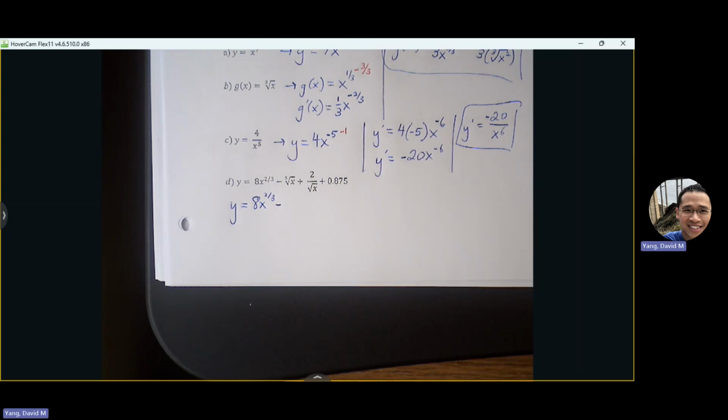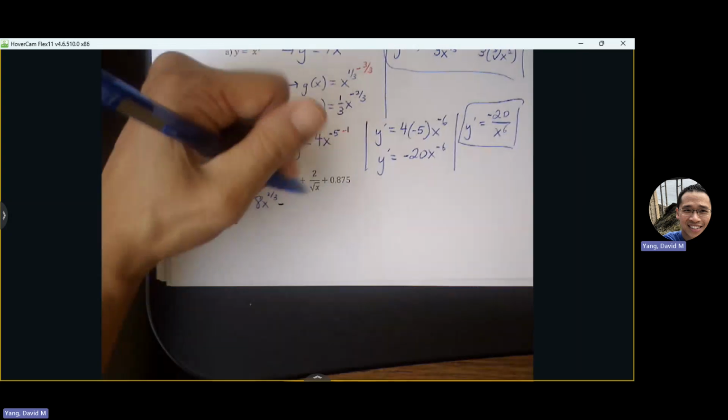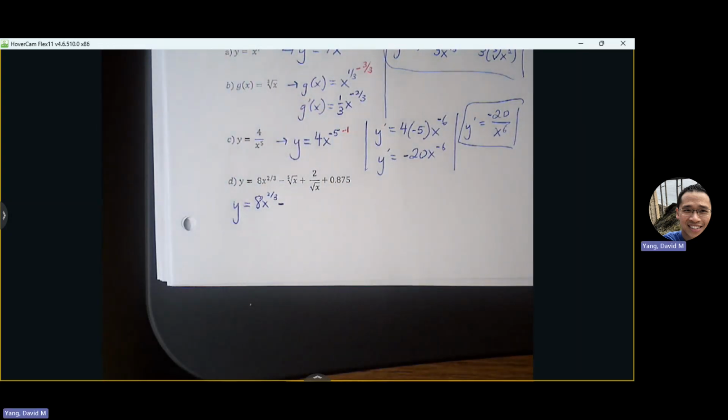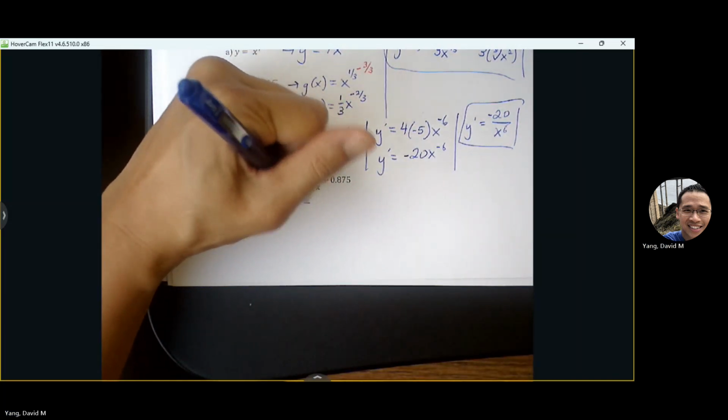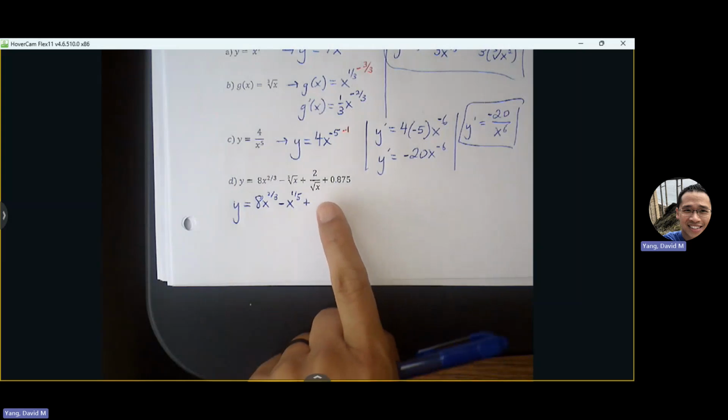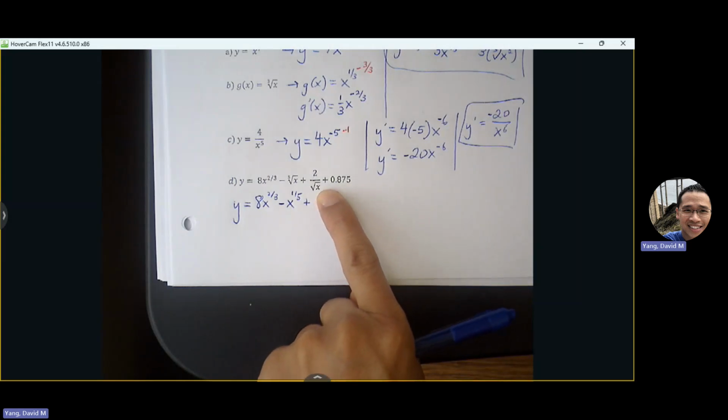Okay. What about fifth root of x? I can rewrite that as what? Sorry, fifth root of x. X to the 1/5, yeah. And then there's two things that need to be resolved here. 2 over square root of x. How can I get that written ready for power rule?